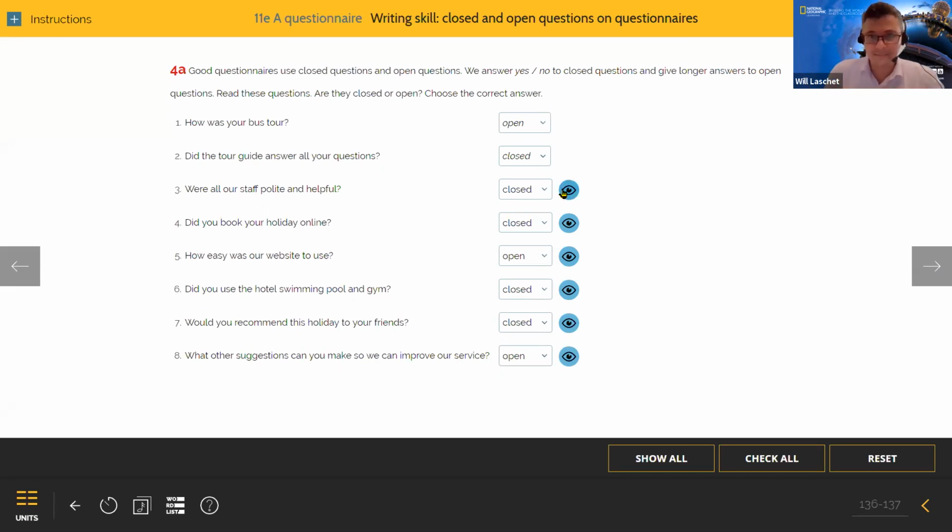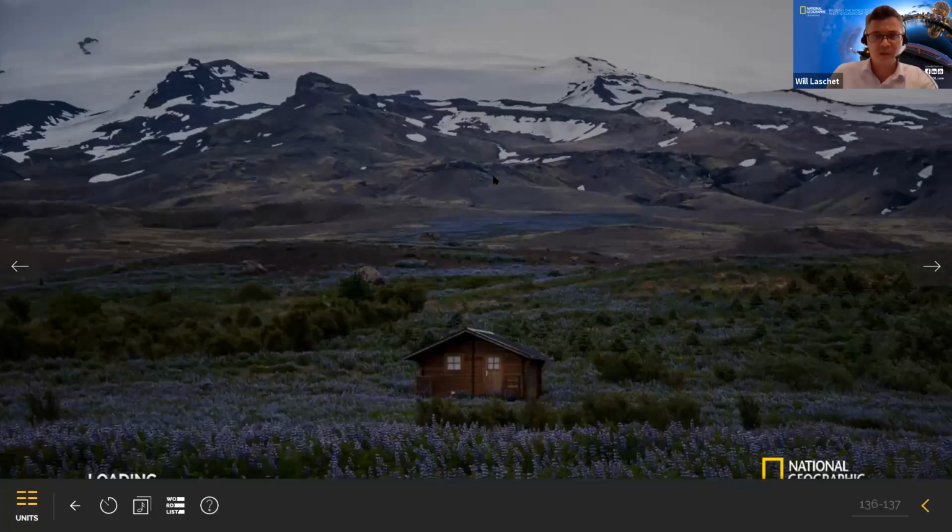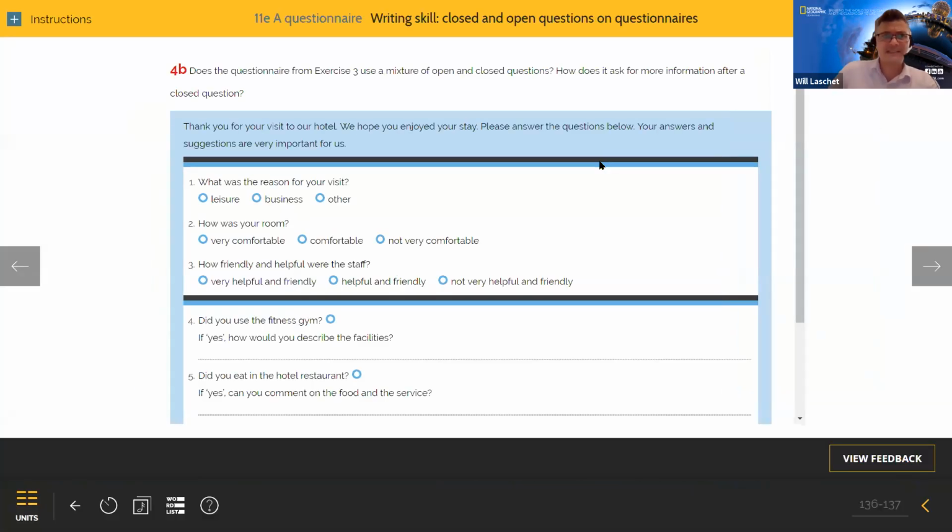So we've done our answers here. We can go through and check to see if we had them right, and we have got all of the answers correct. Okay, very well done. So this exercise is going to give our students a good understanding of the difference between an open and a closed question. Okay, let's move on to the next exercise.